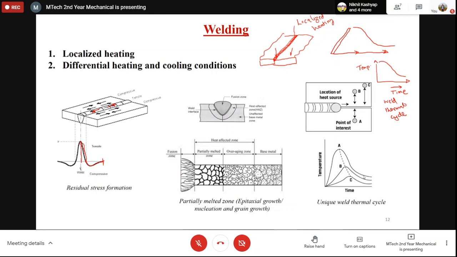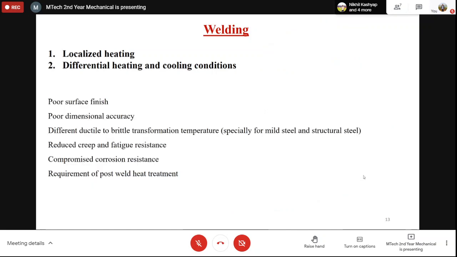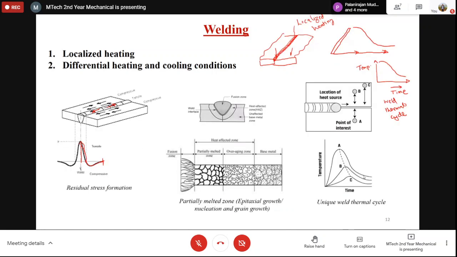So these are some of the things which cause problems or compromise the quality of the weld. To overcome these, we have to do some post processing in welding, heat treatment. We have to do the shot peening or ball peening process to remove the stresses. So this was up to this. I think that is enough for today's class. We'll continue in the next class from this slide.